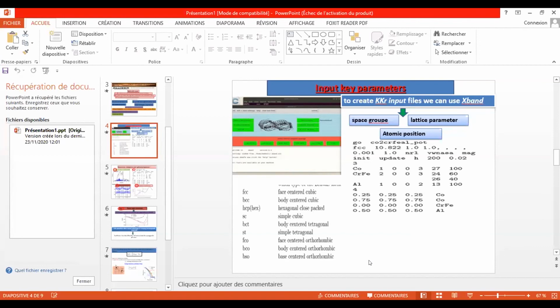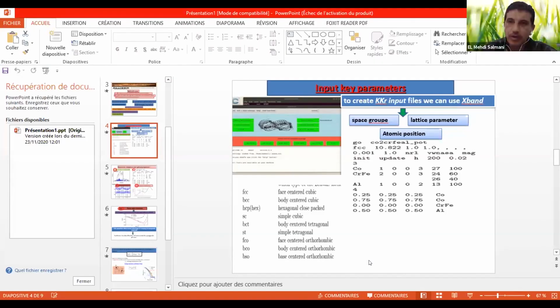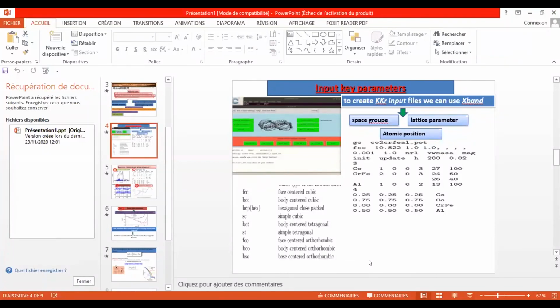Please, what is the difference between SPR-KKR and KKR-CPA? I think the SPR-KKR or KKR-CPA codes are similar. This is the same philosophy to compute or to get the results, but the developer is different. The two codes, KKR-CPA and SPR-KKR, both treat random systems. Is that okay?